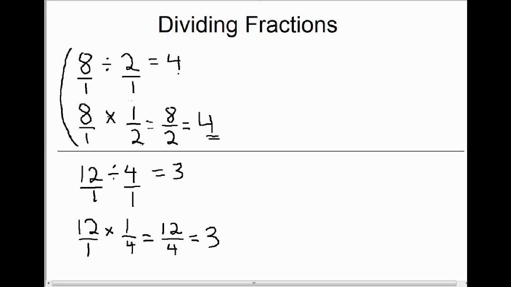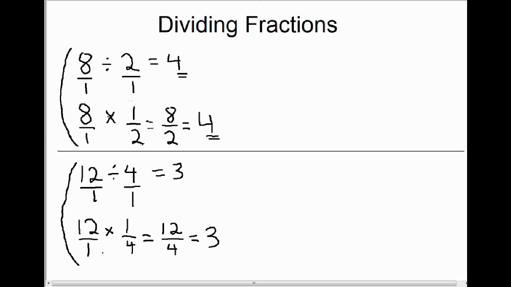And the result is the same. Either way, we get the answer of 4. Similarly, with the second question, when you were asked to find a quarter of 12, well, of means times. So initially we did 12 over 1 times 1 over 4.